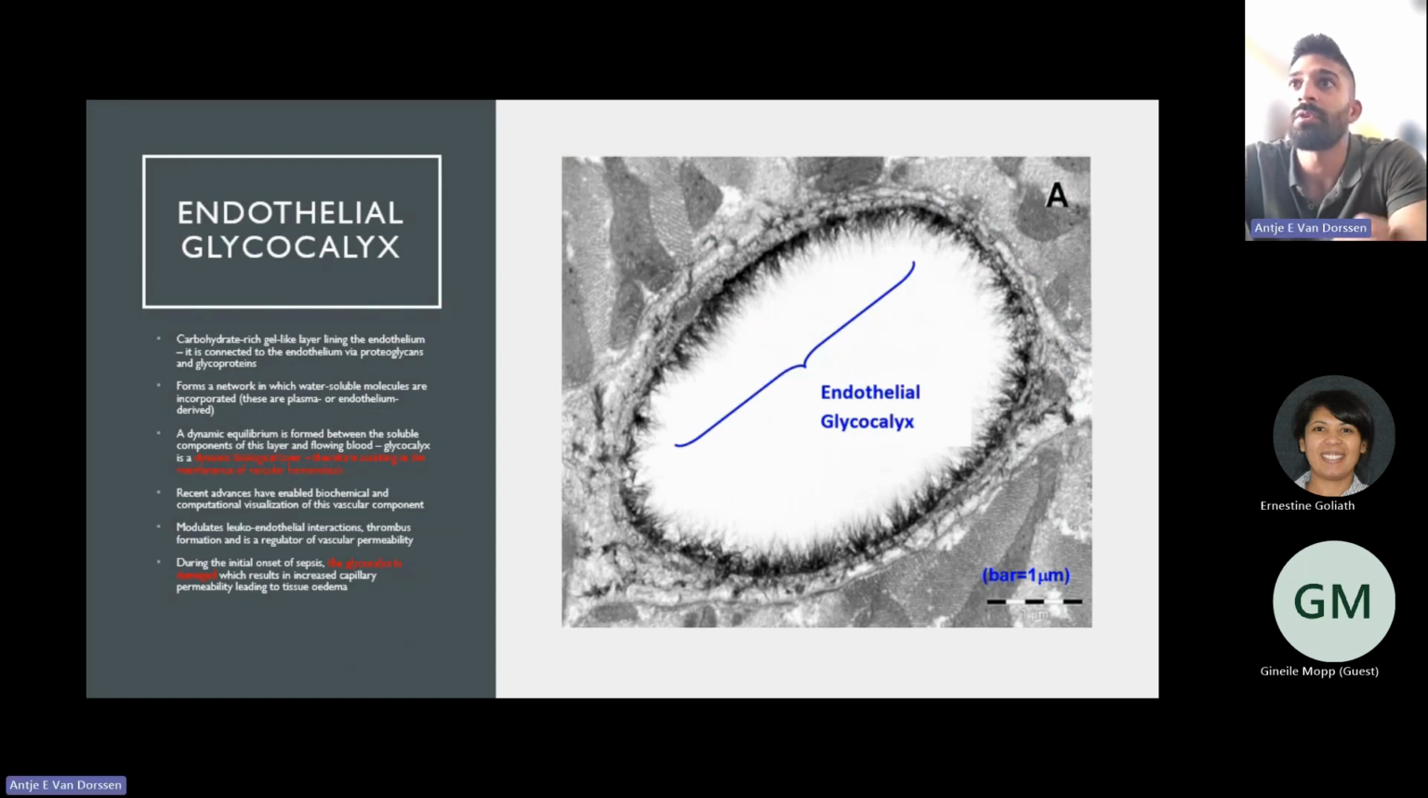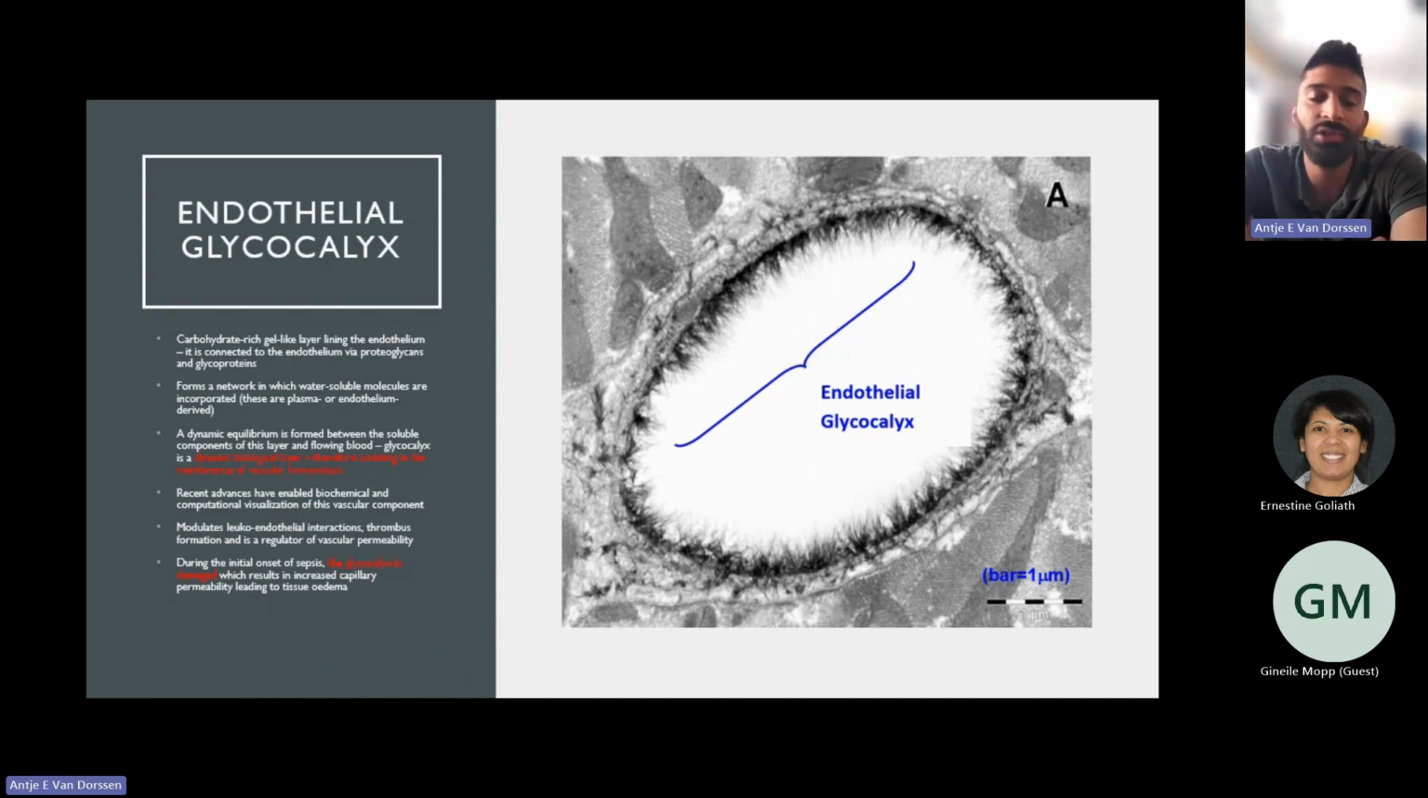So that's a little selfie of the glycocalyx. It's essentially a carbohydrate-rich gel layer lining the endothelium, and it's connected to the endothelium via these proteoglycans and glycoproteins, and essentially forms a network in which water-soluble molecules are incorporated. These are plasma and endothelium derived. And there's a dynamic equilibrium that's formed between the soluble components of this layer and the flowing blood.